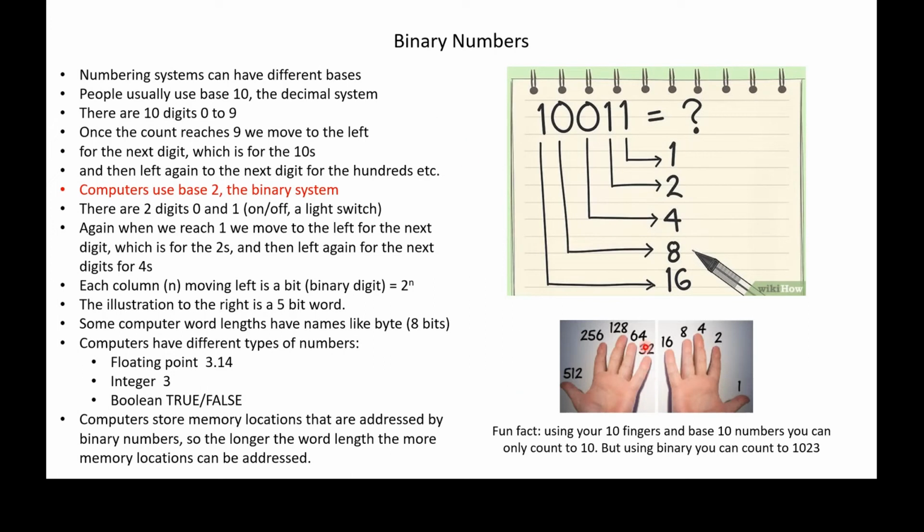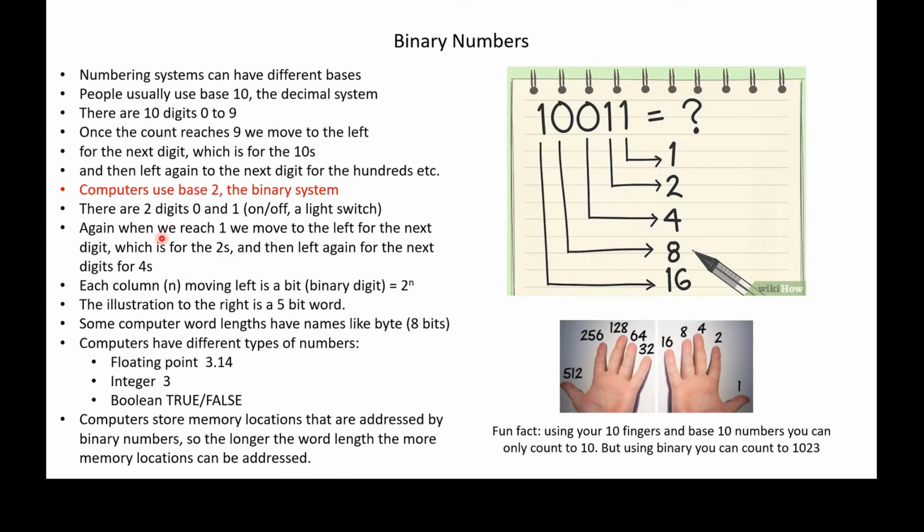One of the things that I put in here is the fun idea that if you use your 10 fingers in a base of 2, then you can count all the way to a very high number, to 1023. So that's rather an interesting idea. So you don't have to limit yourself to counting to 10 on your fingers. You can count to higher numbers if you use the binary system for counting.